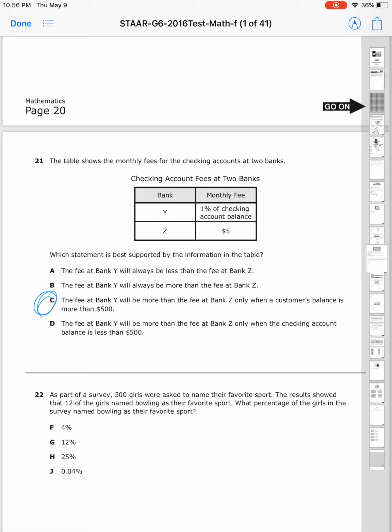Okay, number 22. As part of a survey, 300 girls were asked to name their favorite sport. The results showed that 12 of the girls named bowling as their favorite sport. What percentage of the girls in the survey named bowling as a favorite sport? Once again, we have to do part over whole because we're trying to find the percentage. We already know that our whole is 300. Our part is 12. So I have 12 over 300.